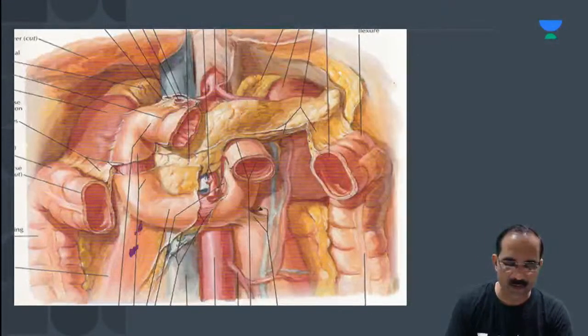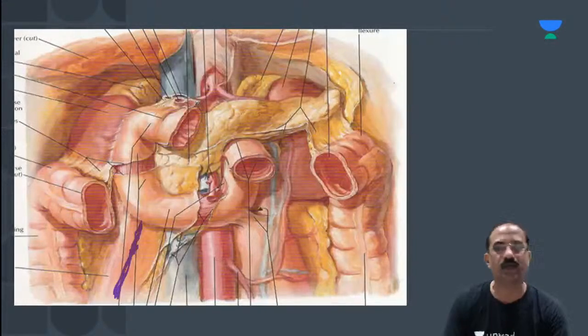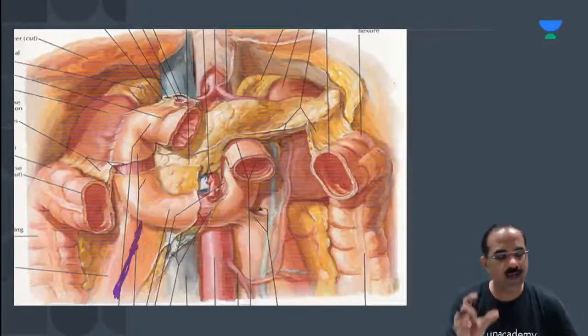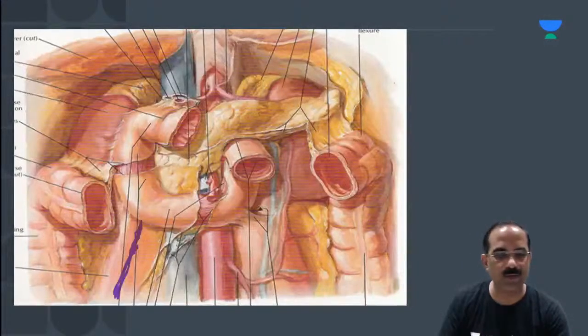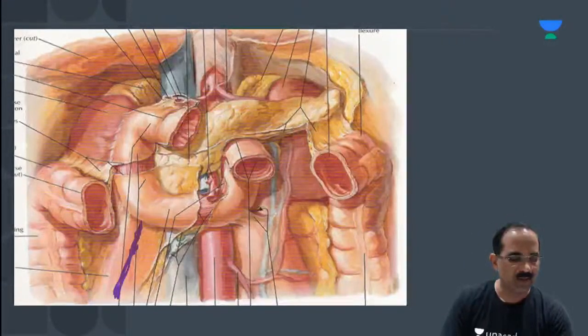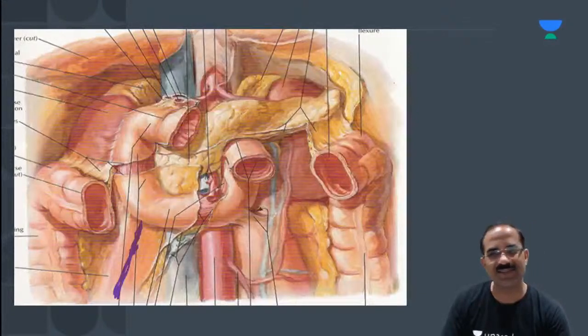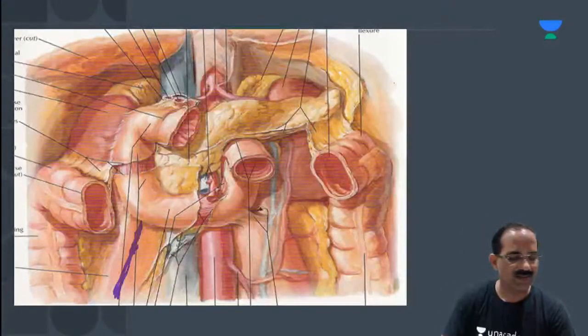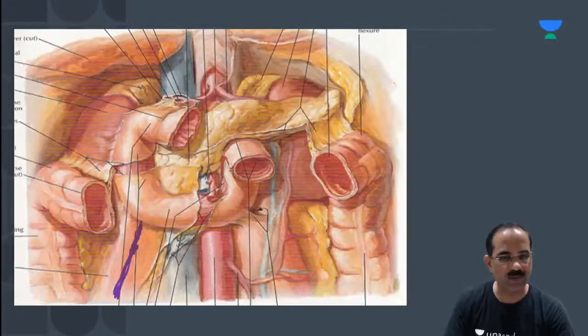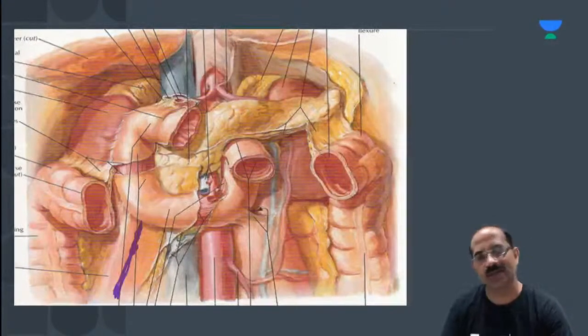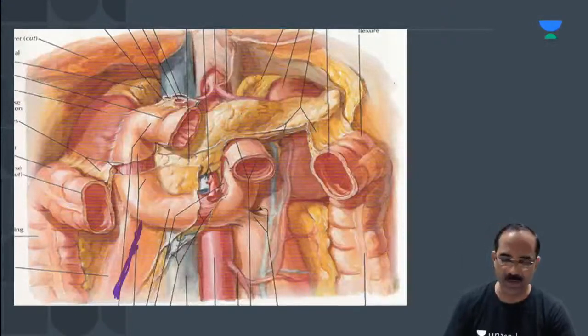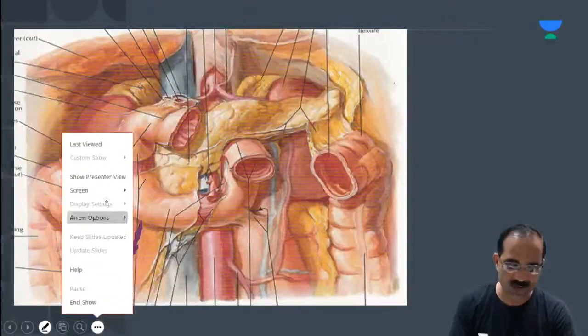And you know, there's a structure which is lying on the psoas major. Kaun hoga ye? There's a rounded tubular structure lying on the psoas major. Any idea what is that structure? A tubular structure. Ureter. Very good. There's a nerve also lying on the psoas major. Bol sakte ho, which is the nerve lying on the psoas major, students? The genitofemoral nerve.